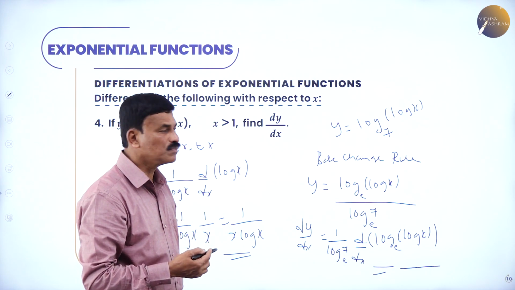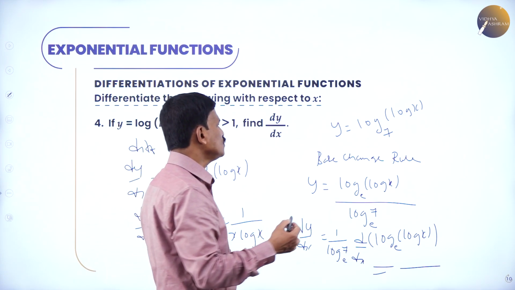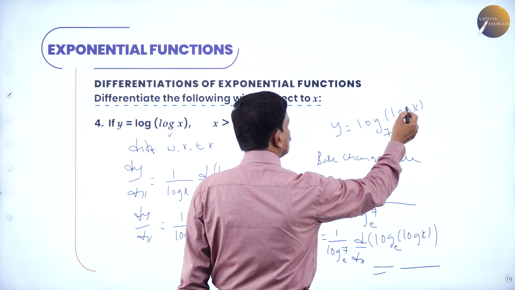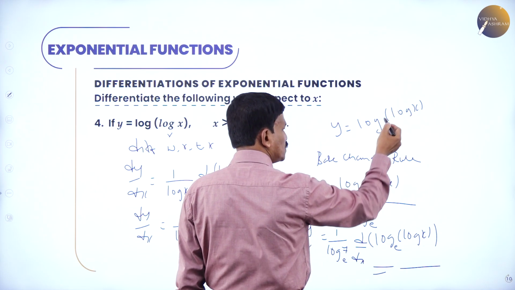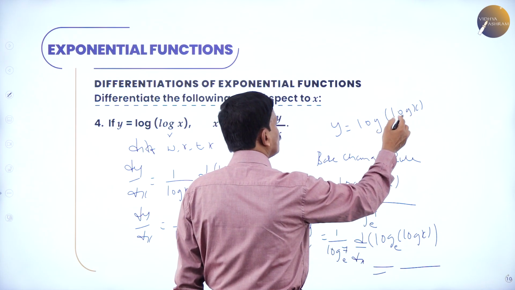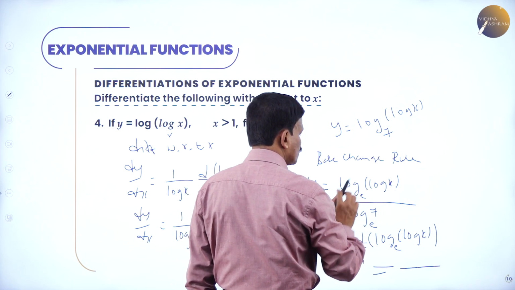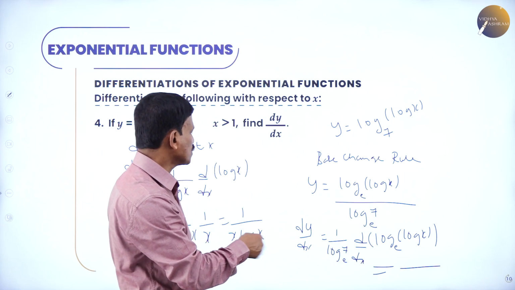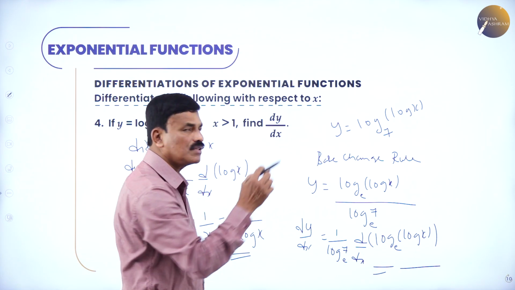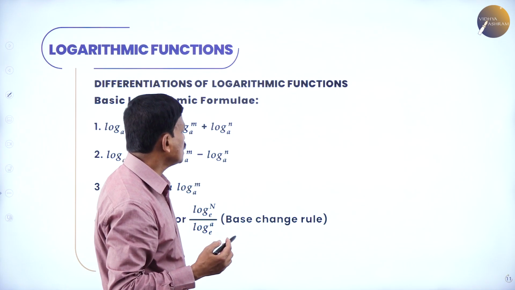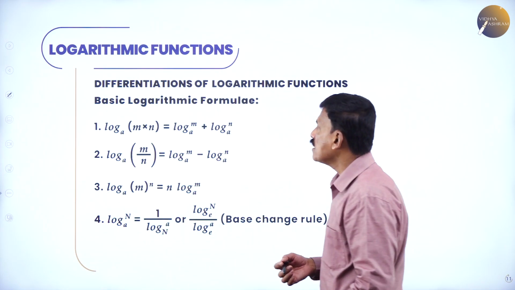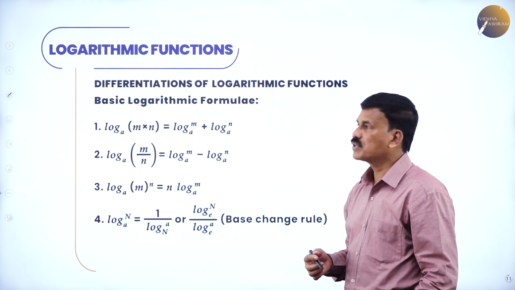This is how you are going to simplify this. Log of log x to base 7, using the base change rule, can be written, changing the base to c, as log of log x to base c divided by log 7 to base c. Log 7 to base c is a constant, and differentiate this, you will get the answer.